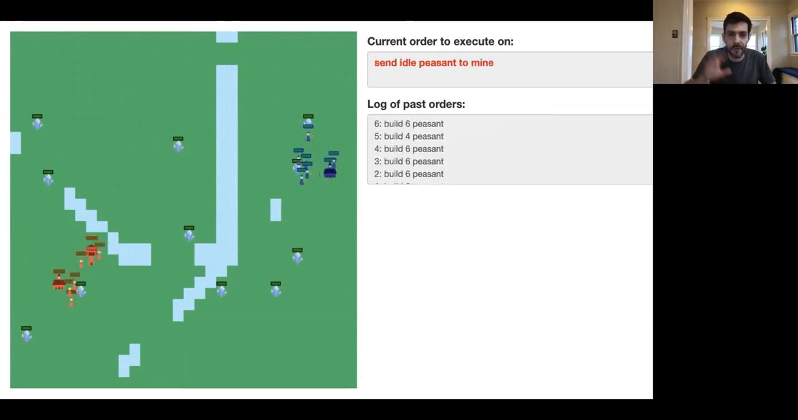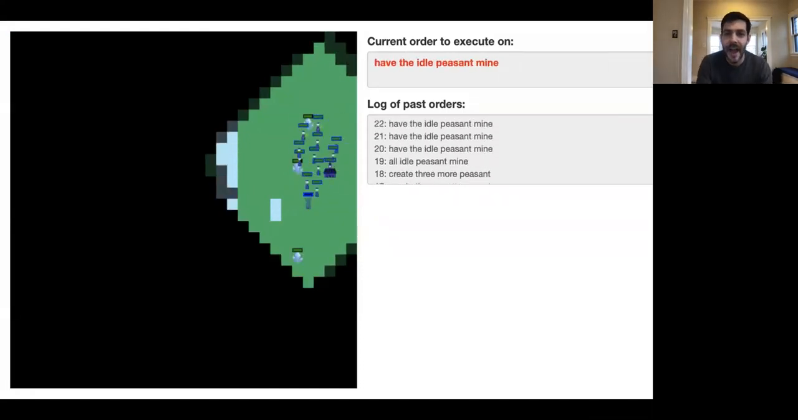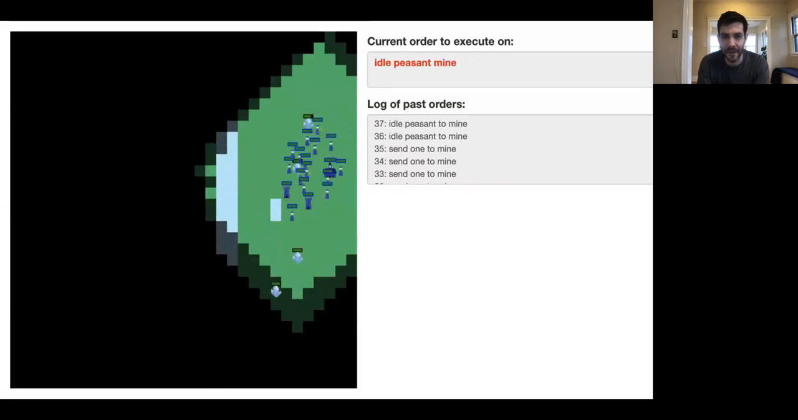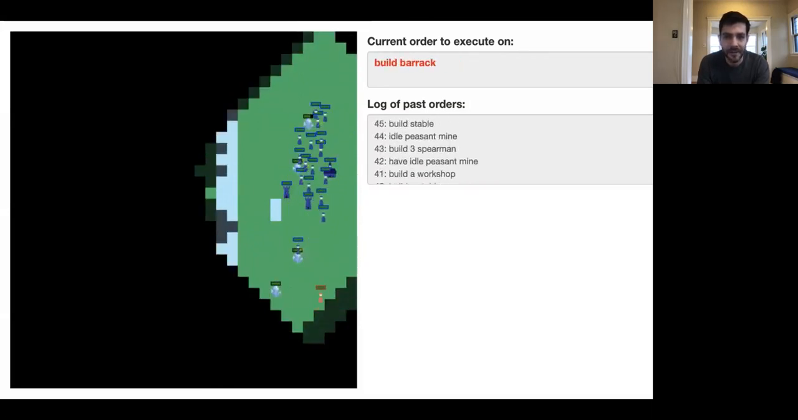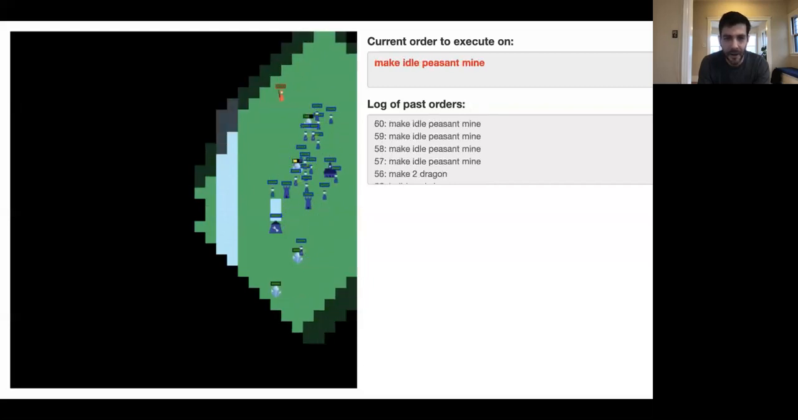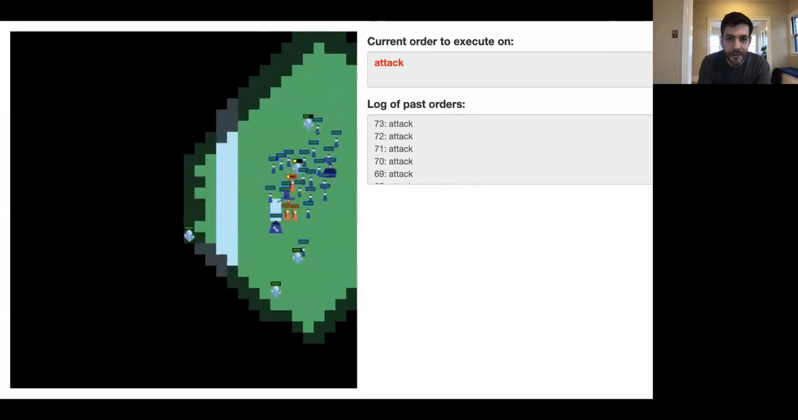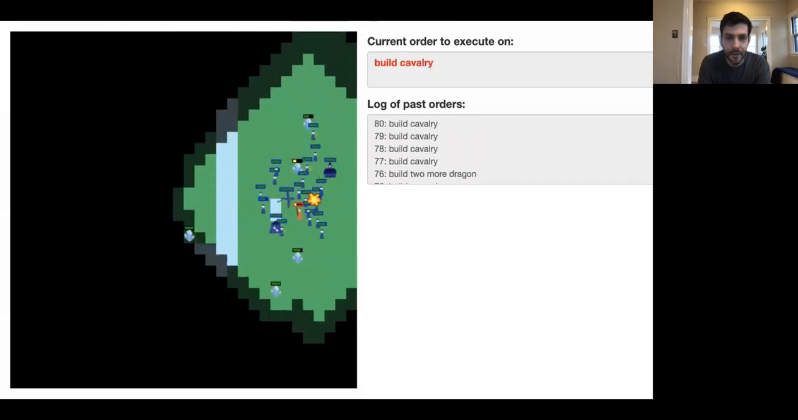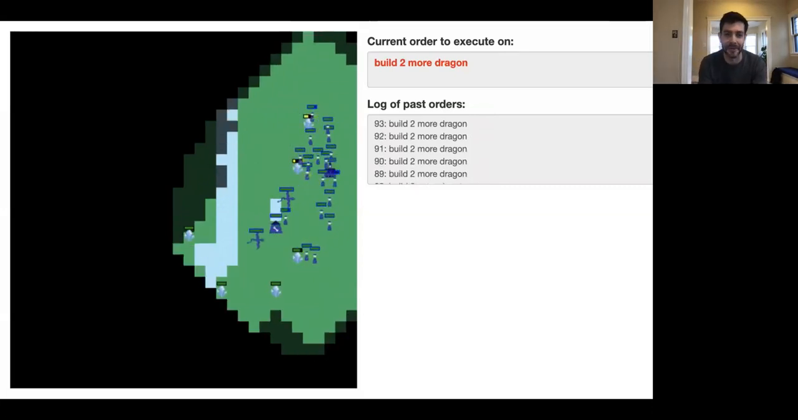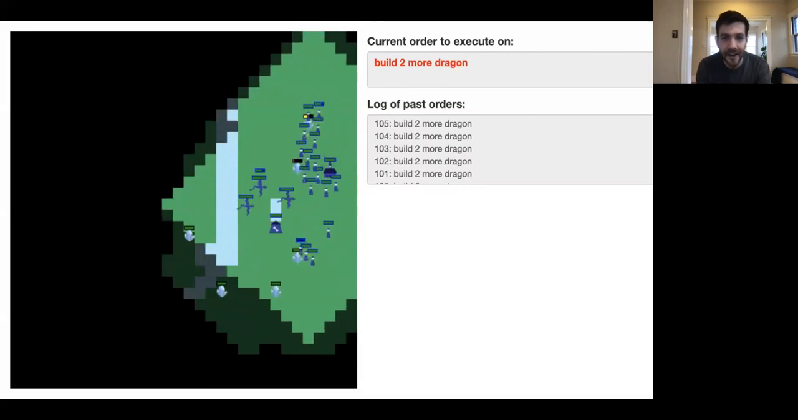If we start this off, in a minute it's going to zoom in on what our player can actually see. You can see that it's generating instructions like build peasants, send peasants to the mine. And at some point, it's going to start changing its behavior. It's building a workshop. It's now going to start building some dragons. And once it's repelled this current attack, it's just going to build lots and lots of dragons. You see it's generating instructions for itself. It says build dragons.